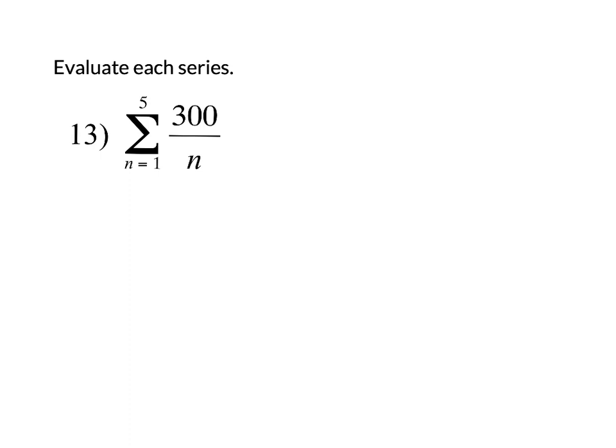Eventually, you'll be asked to evaluate the series. And what that means is we want to get the quote-unquote answer. So for some of these problems, we'll just do it by brute force. And what I mean by that is we're just going to write out the sum. Well, there's only 5 numbers. It's easier just to write them out. So this is going to be 300 divided by 1, because we start at 1, plus 300 divided by 2, plus 300 divided by 3.